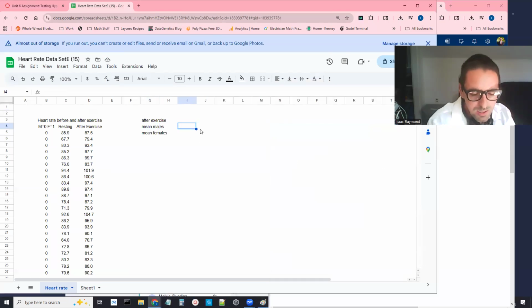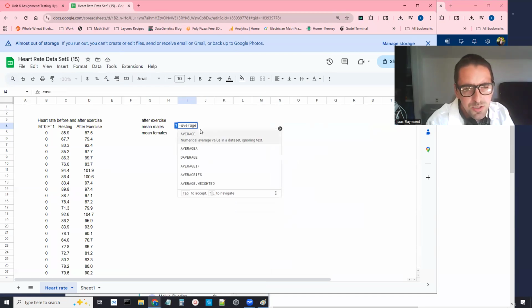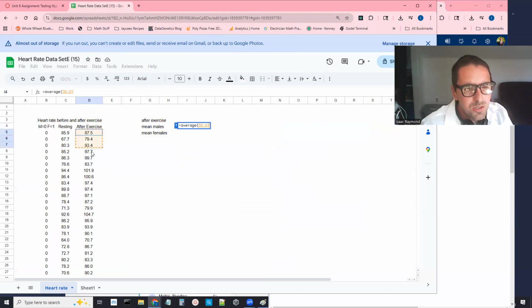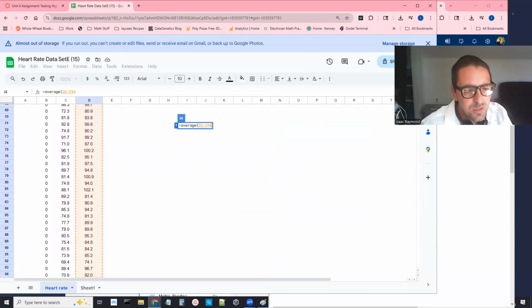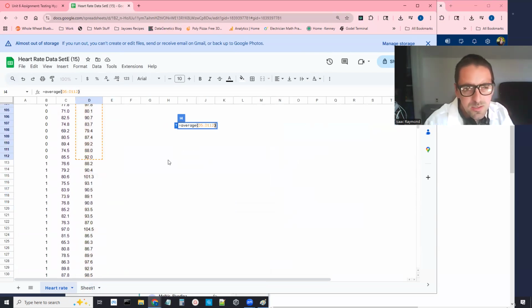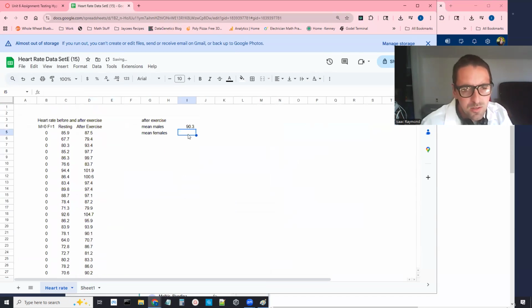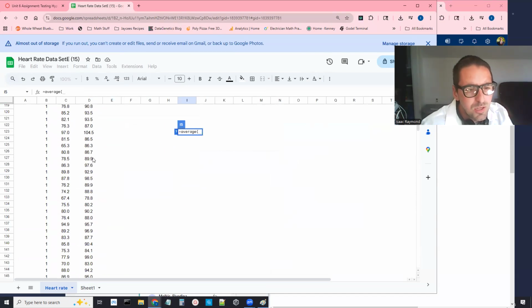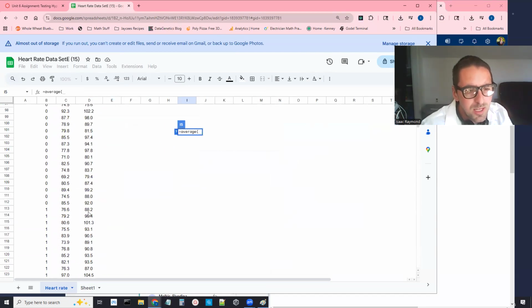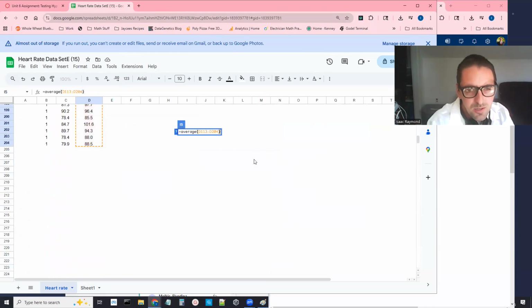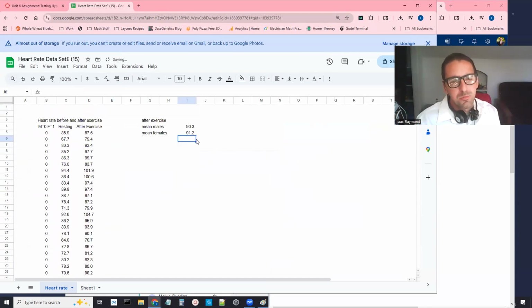And we saw how to do that in a previous video. Type equals average, open parentheses, and then you click and drag for all the males. Then close the parentheses. I've got my mean for the males. And the mean for the females: equals average, open parentheses. You want to click and drag all the females. I'm doing the after exercise, but you're supposed to be doing the resting heart rate. There they are. They're pretty close. Females is a little higher. They could be just higher because of random chance.